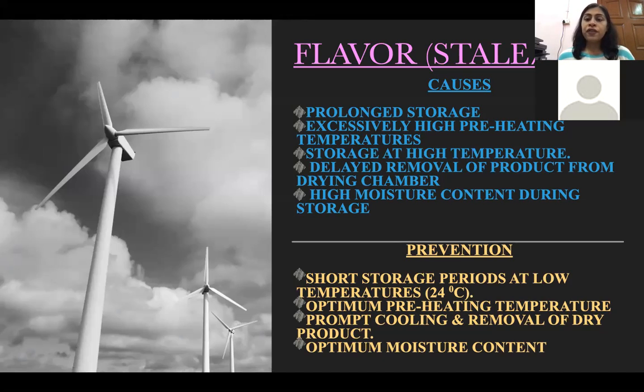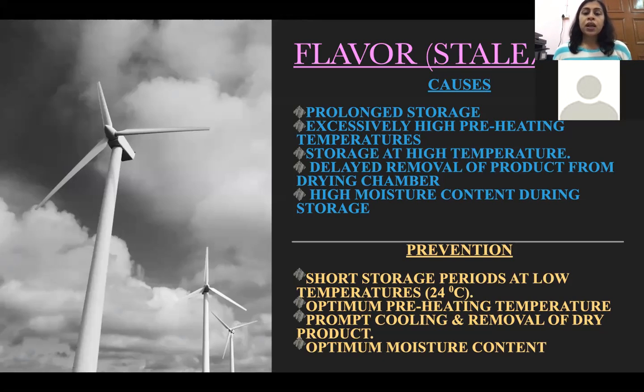Now in flavor, the first defect we studied was stale or old. So why do these defects come? First is prolonged storage. If a product is kept for a long period of time, over and above its shelf life, then it starts showing certain defects in its flavor, which result in stale or old flavor, staleness.